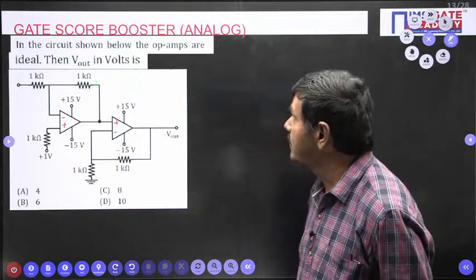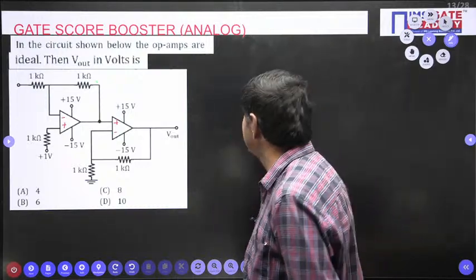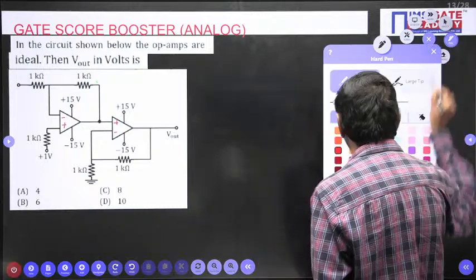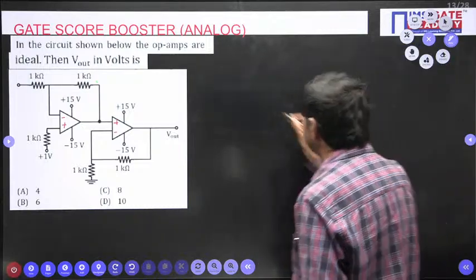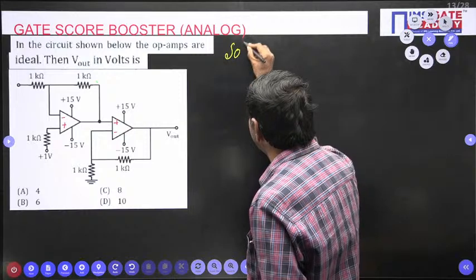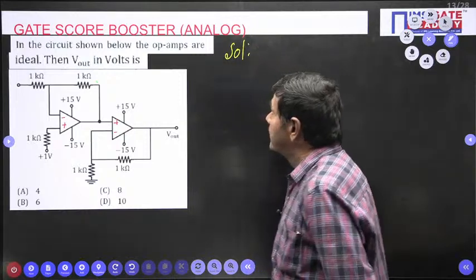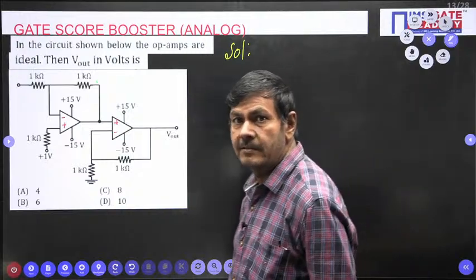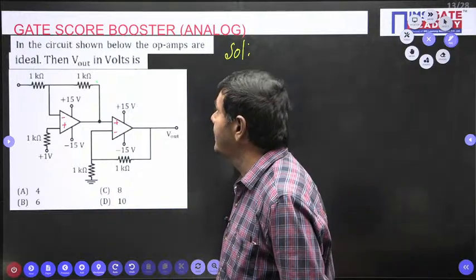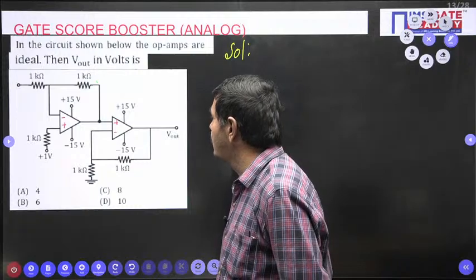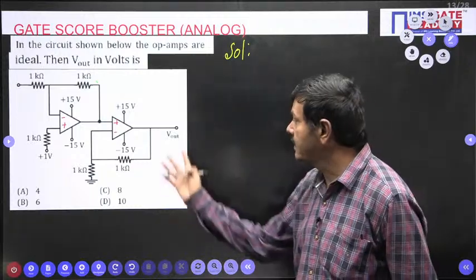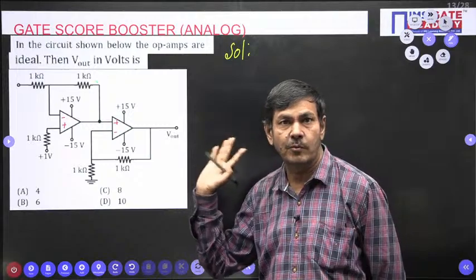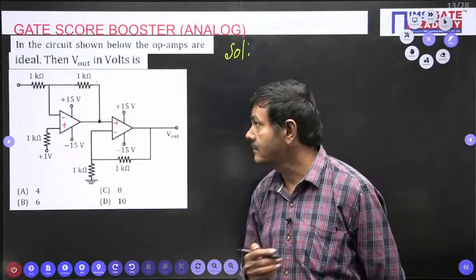Yes, I will do it. Please watch what way I am doing this question. You can also try, no problem. In the circuit shown below, the op-amps are ideal. Clearly given, those two op-amps are ideal. Then V out in volts is the output voltage required, in volts only.